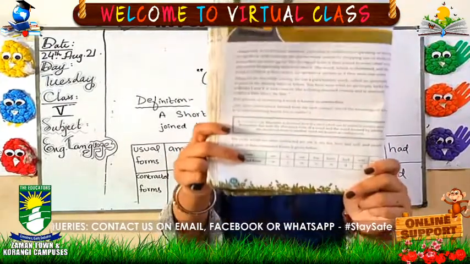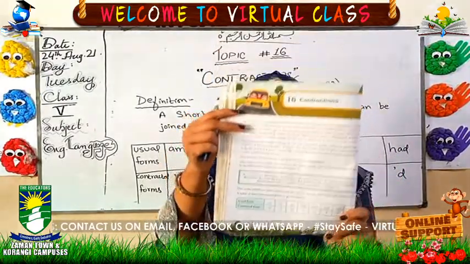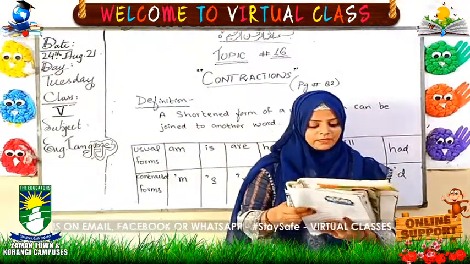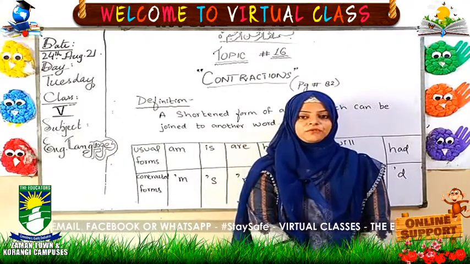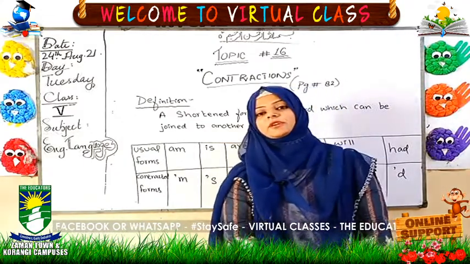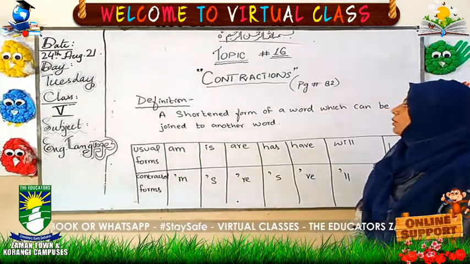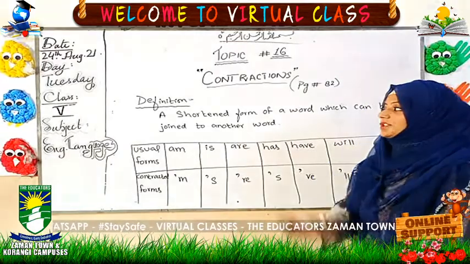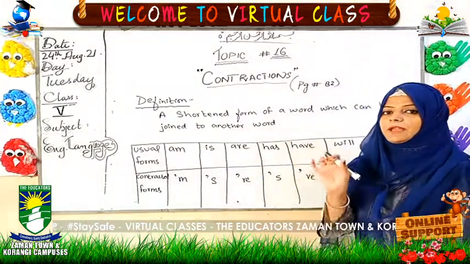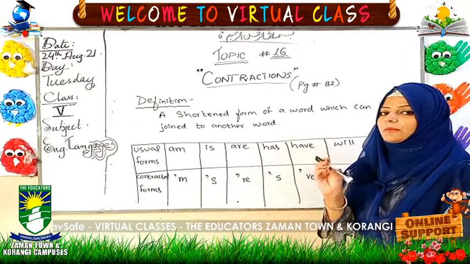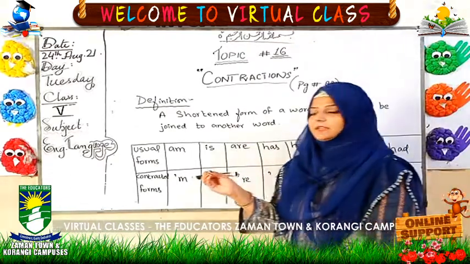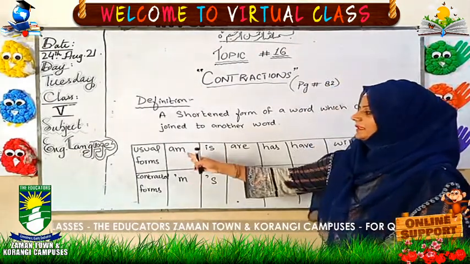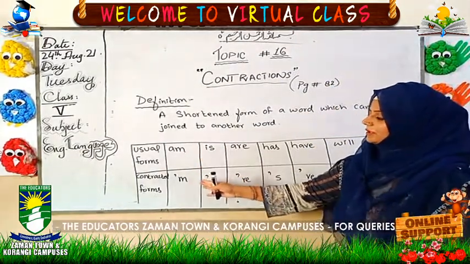Open it, everyone. Today we are going to do one of the easiest topics, that is contraction. It is quite easy. What is the definition of contraction? The definition of contraction is a shortened form of a word which can be joined to another word. Whenever you make a short form of a word by joining it with something else, that is your contracted form. How can you make a contracted form?